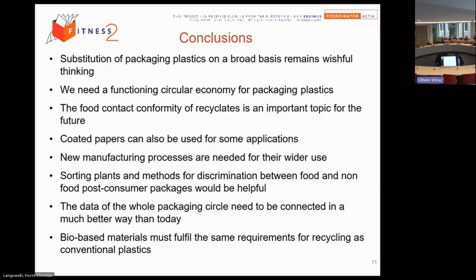A much more important thing is to work on sorting plans and methods of discrimination between food and non-food post-consumer packages, which is done in the industry today. So I'm very optimistic on that. And we have a working system in our conventional economy that is different from what we need in the future, by the way. So this also means that we need to bring together much more than we did today.